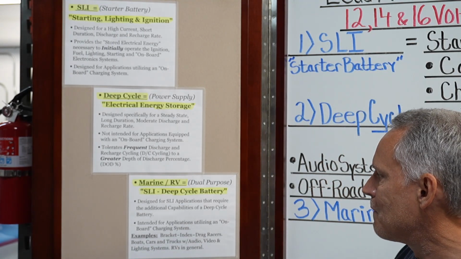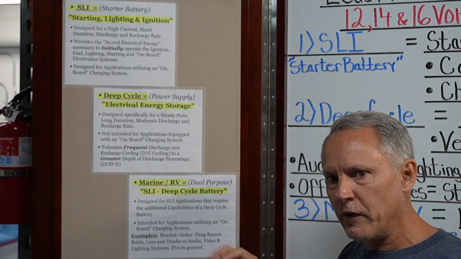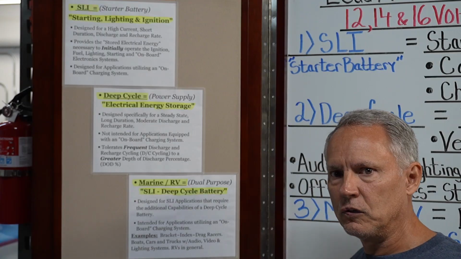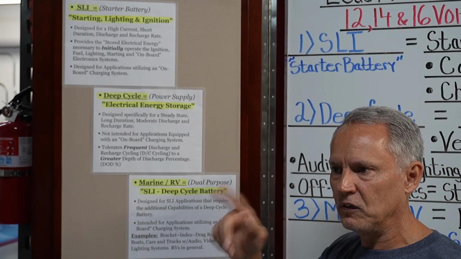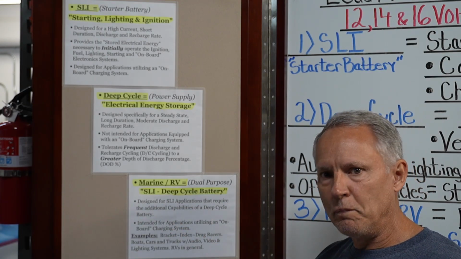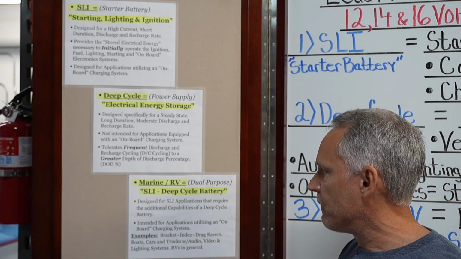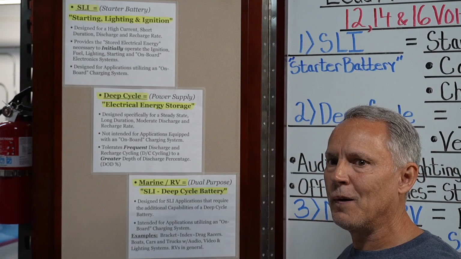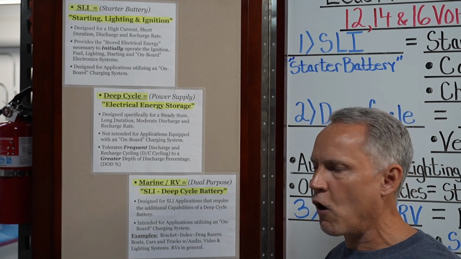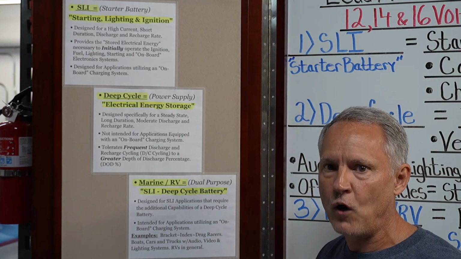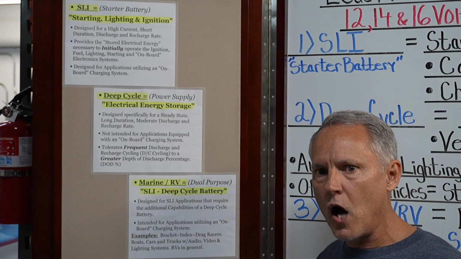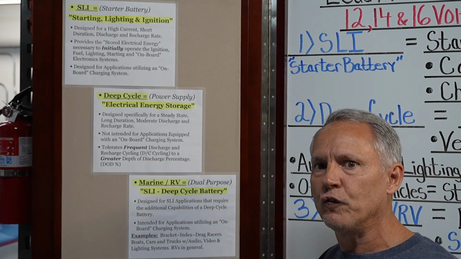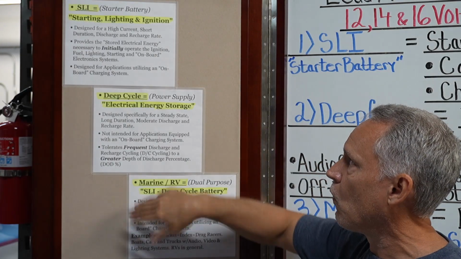Examples: bracket racers, drag racers who do bracket racing or index racing, the guys who are driving their cars up to the burnout box or up to the starting line, the guys who are driving the cars back at the end of the track, vehicles that have a charging system, right? But between rounds, you're powering up your electric fans, your water pump, your laptop if you're doing tuning, and the vehicle's not running, right? A marine RV or dual purpose battery might be a good choice for you, as opposed to just going with the deep cycle or going with the SLI battery.